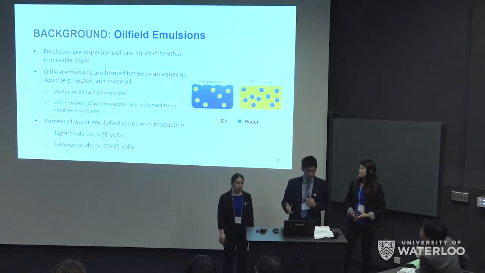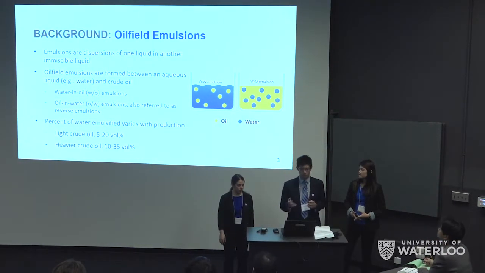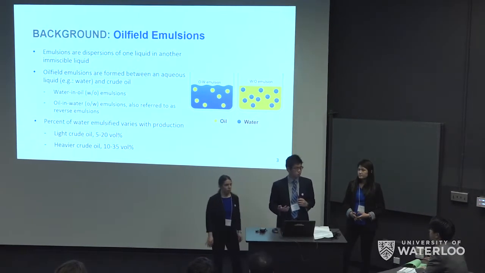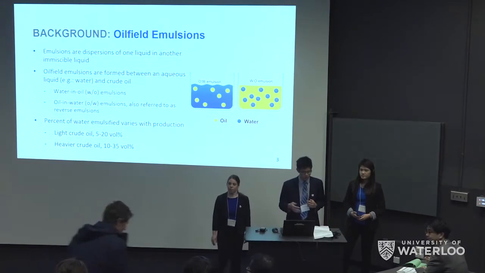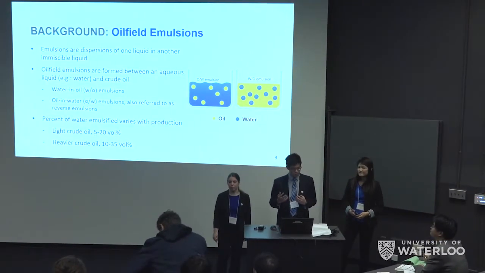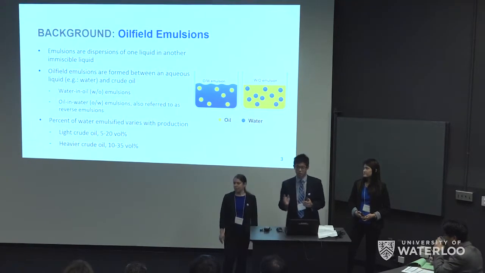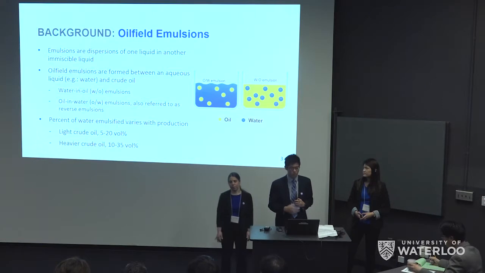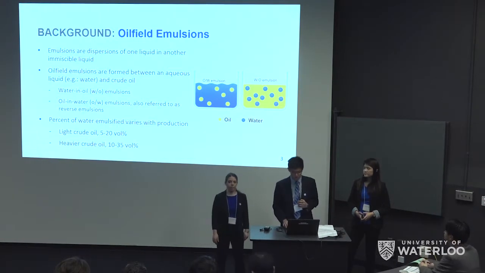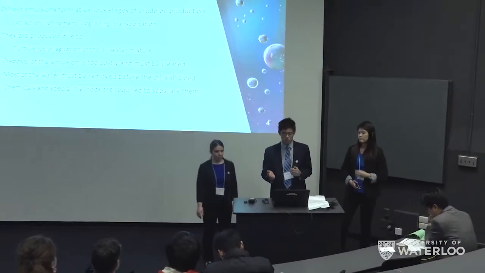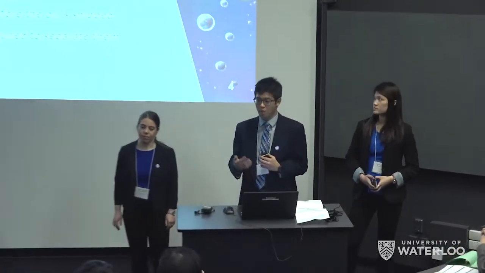So, what is oily wastewater in the crude oil industry? Essentially, it takes the form of water and oil emulsions, with oil being the continuous phase. In light crude oil, the water content is about 5 to 20% volume of emulsions, and in heavier crude oil, it ranges from 10 to 35%. They are formed in many different stages of crude oil production: extraction, refinement, upgrading, and transportation, and are produced by the turbulence and agitation of the oil and water mixture.